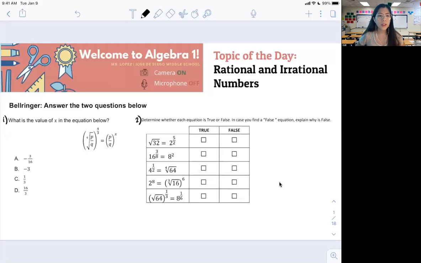So the first one I have, and for all of these really, we have equations, and we're trying to figure out how do I get these two equations, these two values to actually be equal to each other. So in the first problem, we're trying to see what value of x would make the equation true.